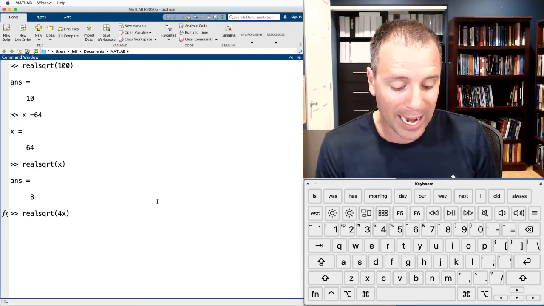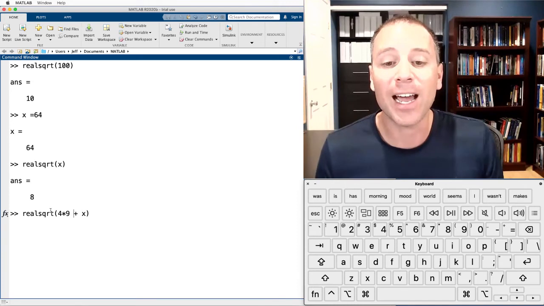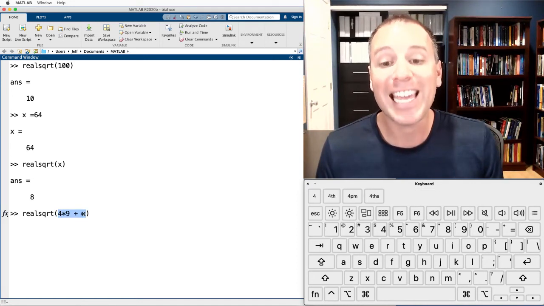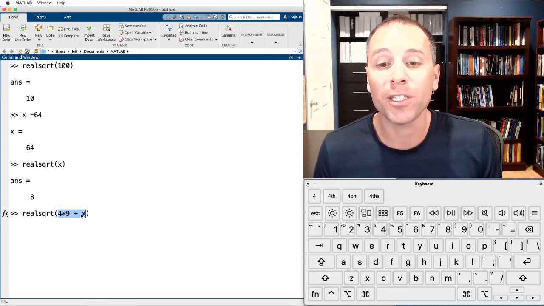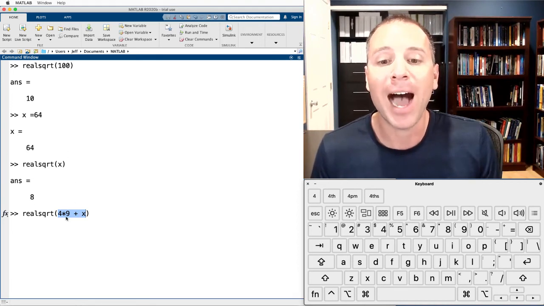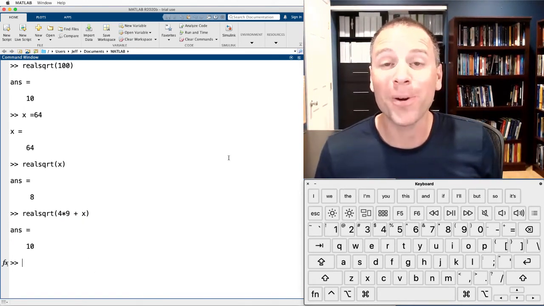In this case, I can actually do a calculable expression inside the function input. Specifically 4 times 9 plus x. MATLAB has to do some work inside the argument before it gets what I'm going to take the output of. Notice that 4 times 9 is 36, x is 64, 36 plus 64 is 100. We would expect that the real square root of 100 is 10, but I'm not actually doing the calculation myself. I'm putting that expression inside the argument, and yet MATLAB still produces the output.